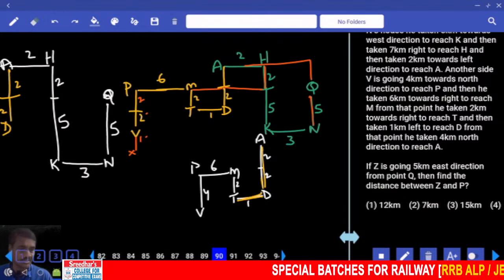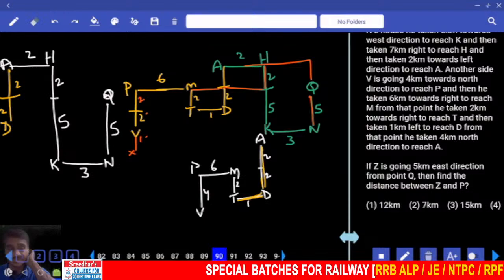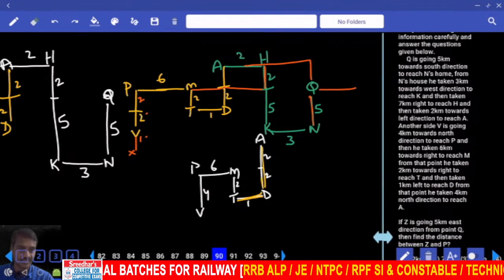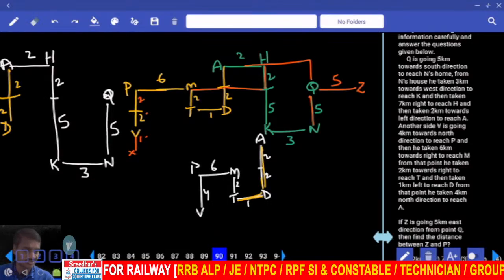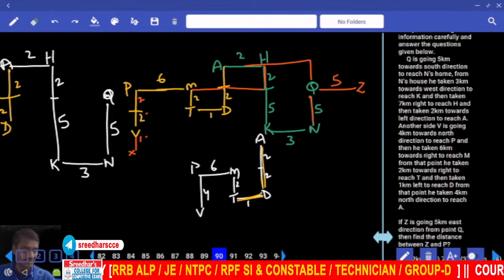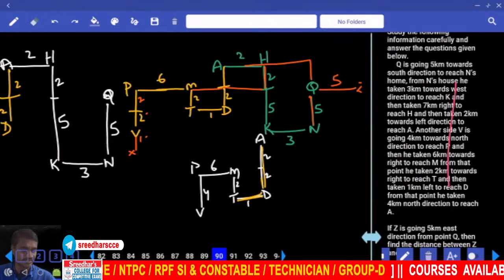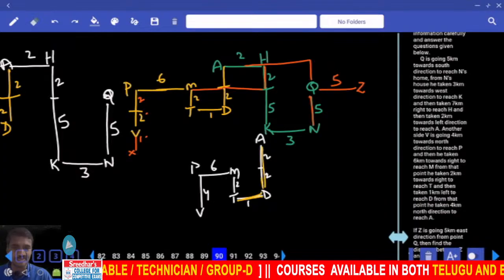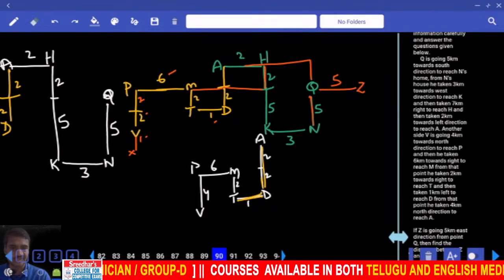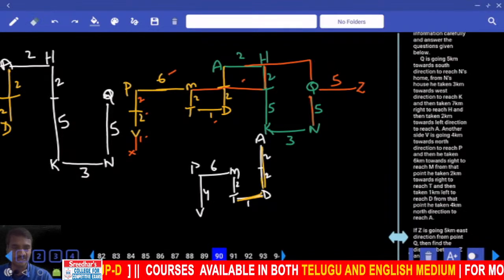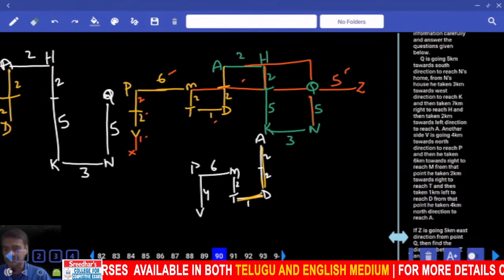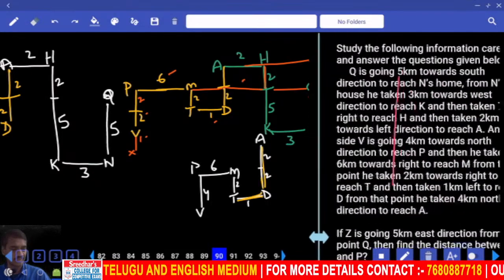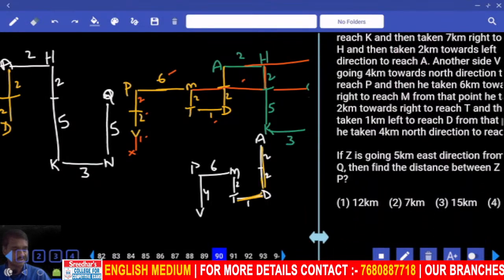Then 90th. If Z is going 5 kilometers towards east direction from point Q. From point Q, Z is 5 kilometers east. Then find the distance between which two? Distance between Z and P. Now distance between Z and P: 6 plus 1 is 7, plus 2 is 9, plus 3 is 12, plus 5 is 17. Now 17 is given in choice 4. So 17, choice 4, is the answer.